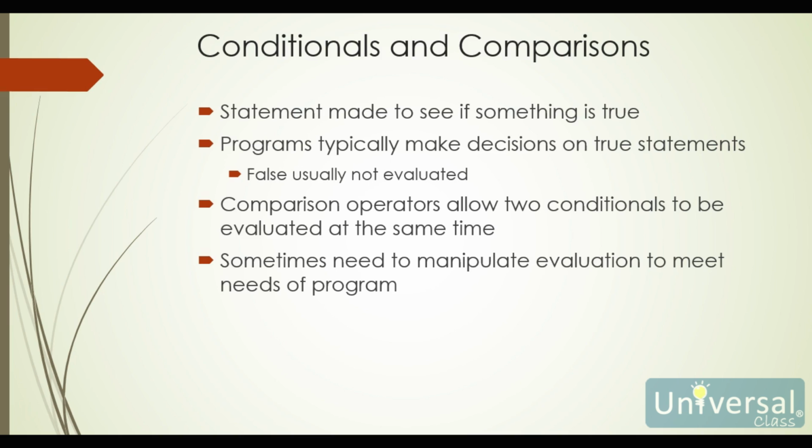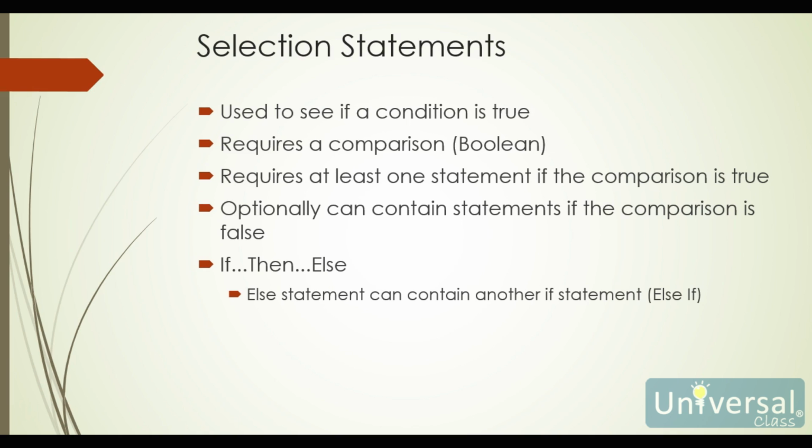We can use comparison operators, and we can actually evaluate two things at the same time. So I could say, if I am hungry and it is lunchtime, then I will go make a sandwich. So what that would do is, if it's not lunchtime and I'm hungry, I'm not going to make a sandwich. Or if it's lunchtime but I'm not hungry, then I'm not going to go make a sandwich. So we need to figure out how we're actually trying to perform these evaluations. Sometimes we need to manipulate our evaluation a little bit just to meet the needs of our program, but for the most part we're simply evaluating to see if something is true or not.